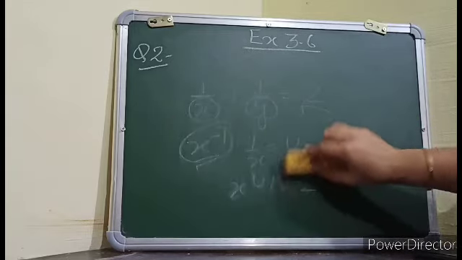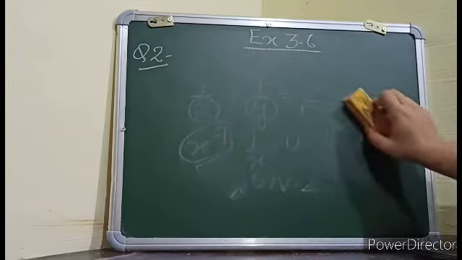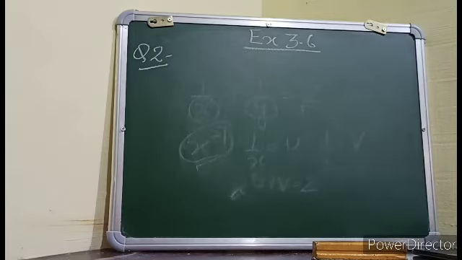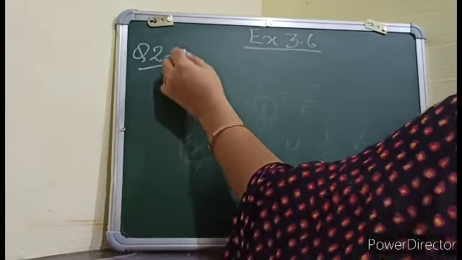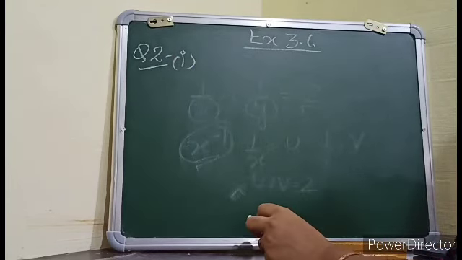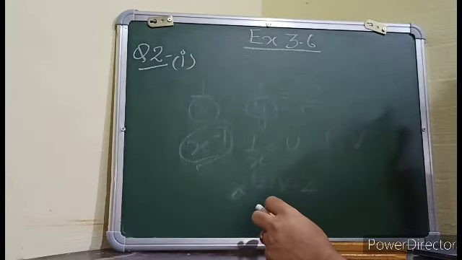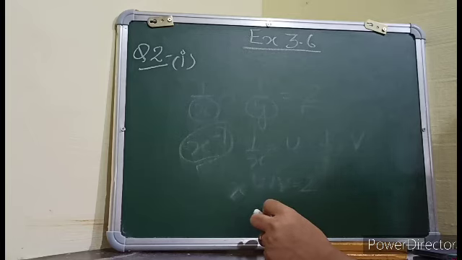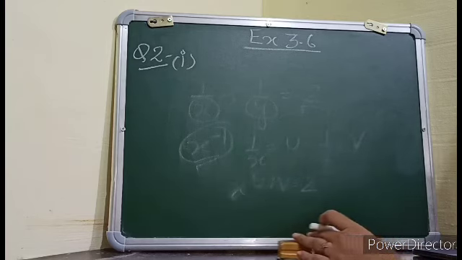Now there are three word problems that we are discussing here. Question number 2. So in question number 2, there are three word problems. First is, I am reading the question. Ritu can row downstream 20 km in 2 hours and upstream 4 km in 2 hours. Find her speed of rowing in still water and the speed of current.